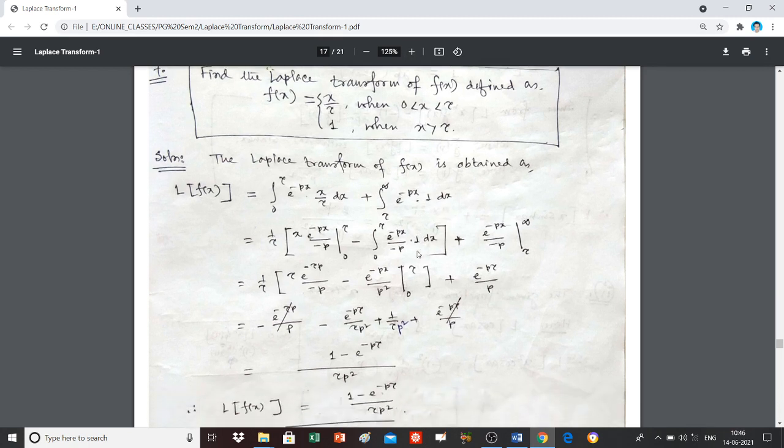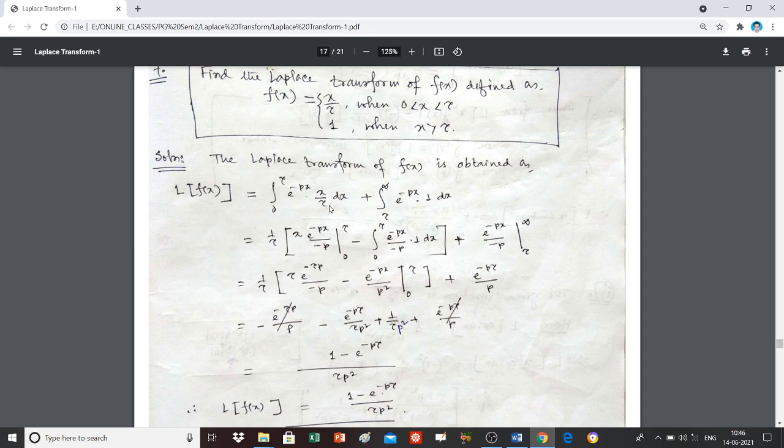Now we have to integrate these two integrals. First compute these two integrals. From the first one, 1 by tau is taken out, then the integration of e to the minus px, then x dx. So you know this should be done by the method of integration by parts, and in that case x should be taken as the first function, and then the integration of e to the minus px is e to the minus px by minus p. The limits are 0 to tau, and then minus the integral from 0 to tau.